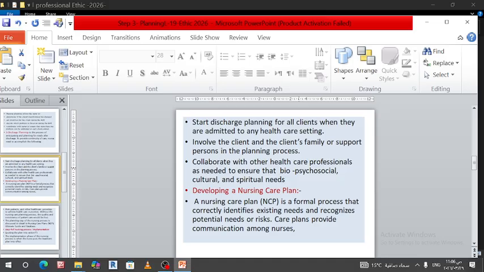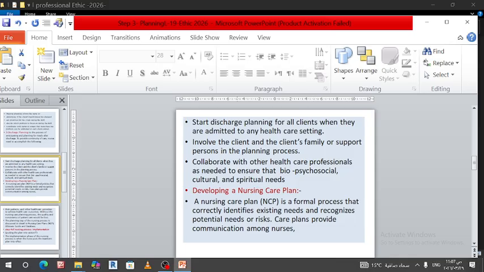Collaborate with other health professionals, and address physiological, cultural, and spiritual needs. Ensure that. Okay. Also, developing the nursing care plan.